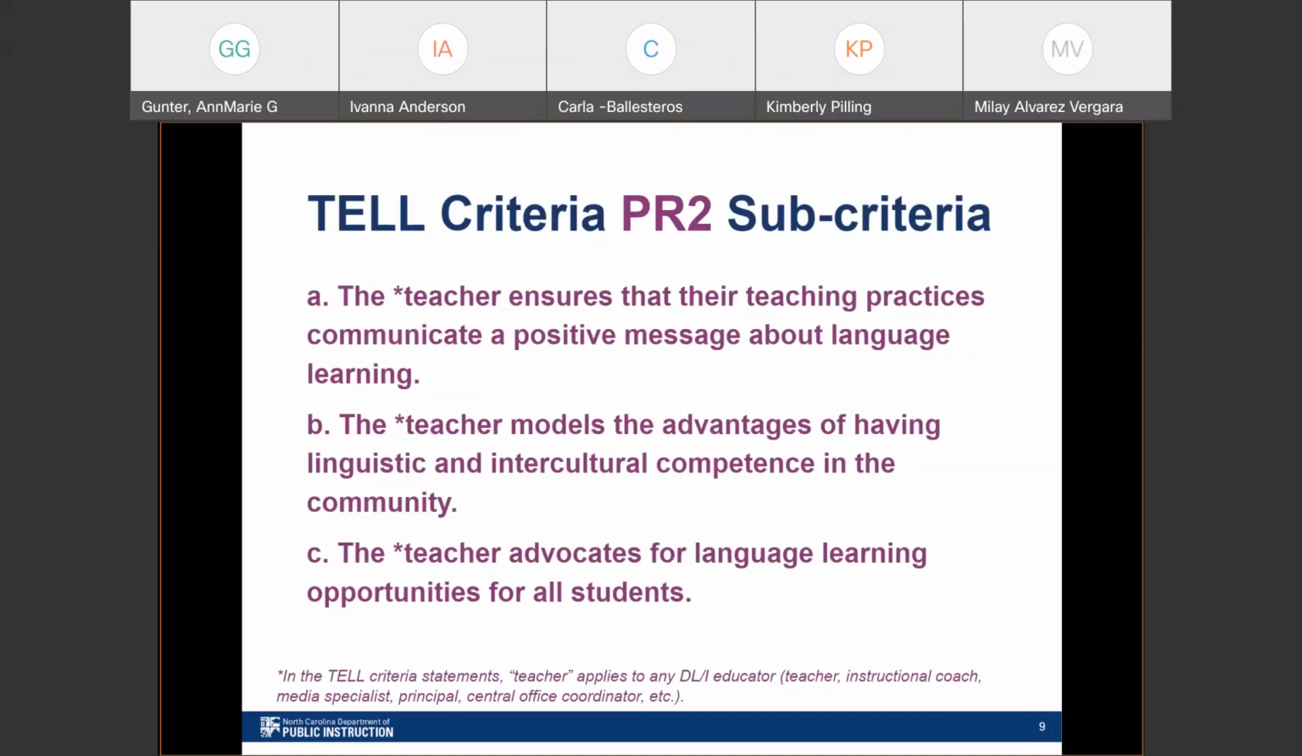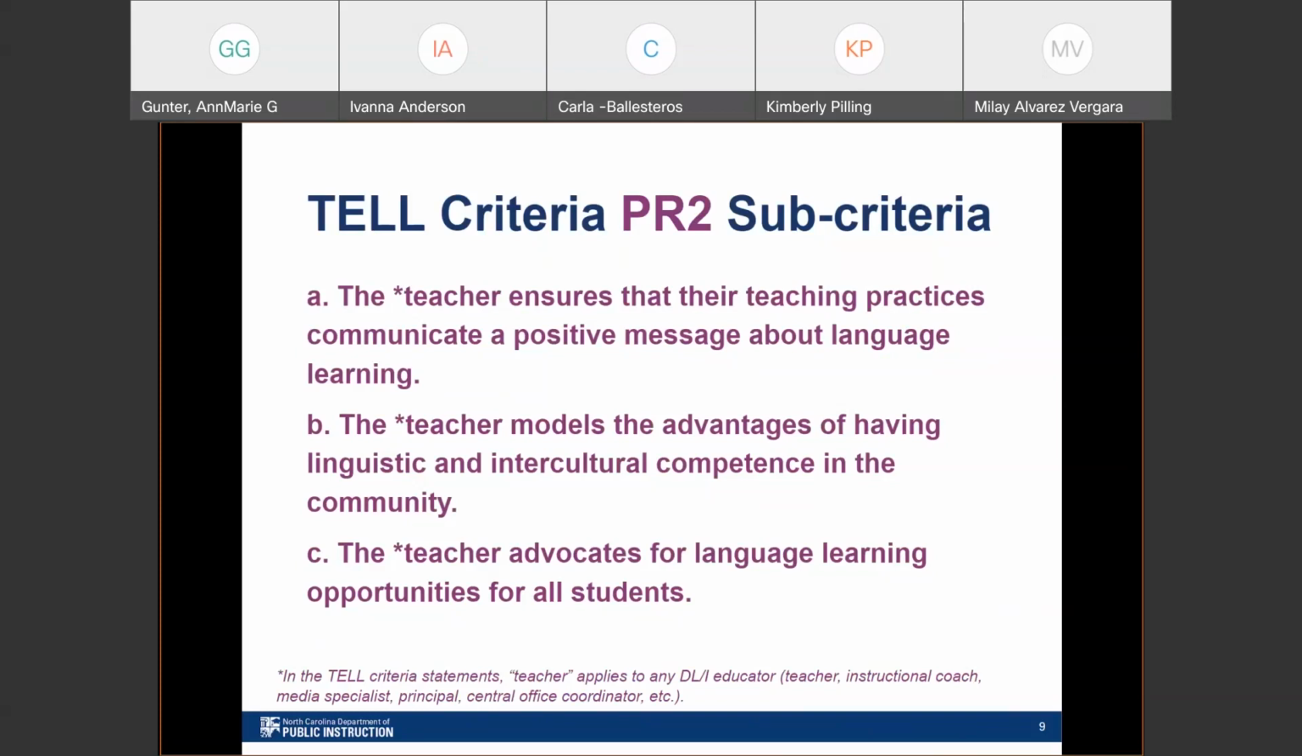Think about your admissions policies. How do students get into your DLI program? Is it parent choice? Is it student choice? Is it part of a school choice initiative, a magnet program maybe, or something else within your district or your area? And then how do you include all students in that?